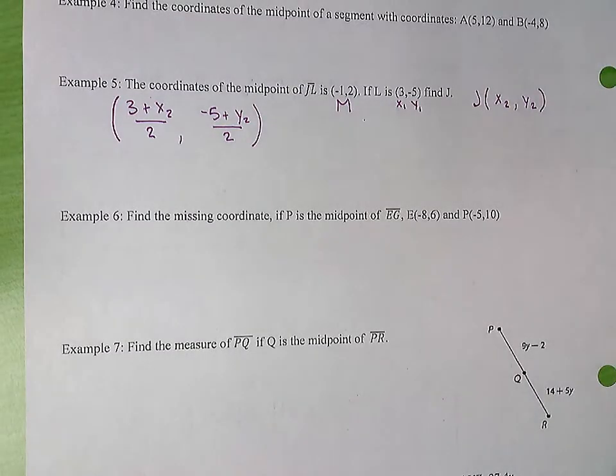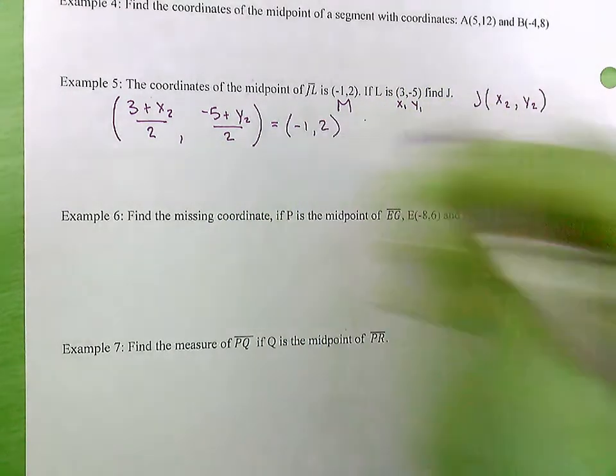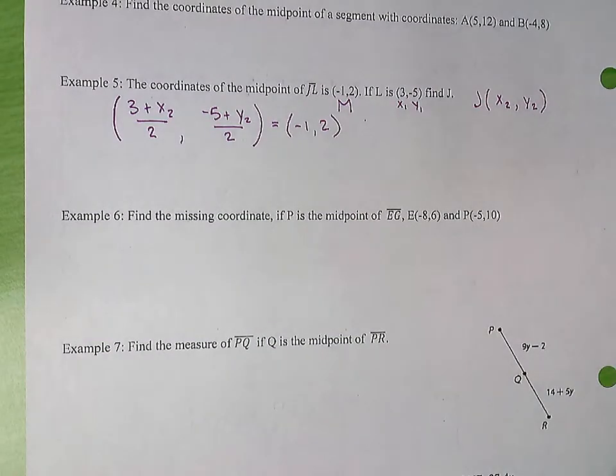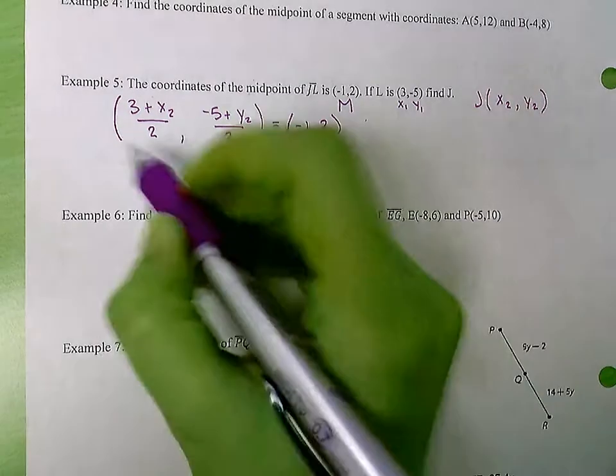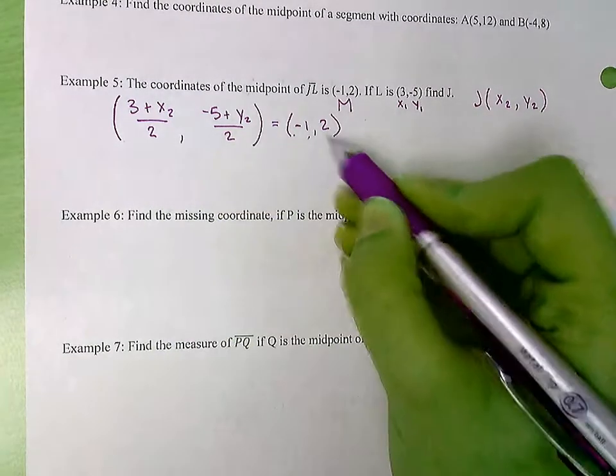Now when I use this formula, what does it give me? Not J. When I use this formula on the front, what does it say it'll equal? You'll get your midpoint. I'm already given my midpoint. So I can set this equal to negative 1, 2, which I labeled as M up there for midpoint. Okay? So my x values here have to equal -1, and my y values here have to equal 2.